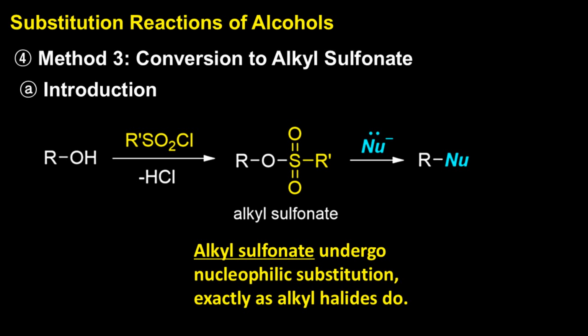Here's how it works. You start with an alcohol and react it with something like R'-SO2Cl. That replaces the OH group with the sulfonate group. Now you've got a compound that's set up perfectly for nucleophilic substitution, just like an alkyl halide. And because sulfonate groups are excellent leaving groups, this method tends to work really well. Once this sulfonate is in place, you can bring in just about any nucleophile you want, and it'll swap in with no problem. So it's a two-step process, but it's super clean, and it gives you great control over reactivity.